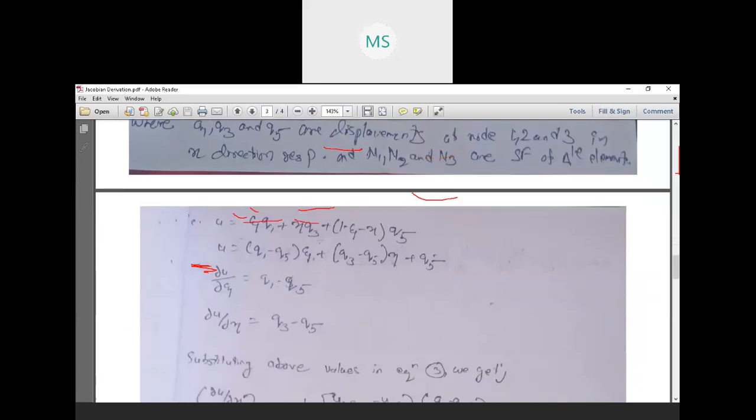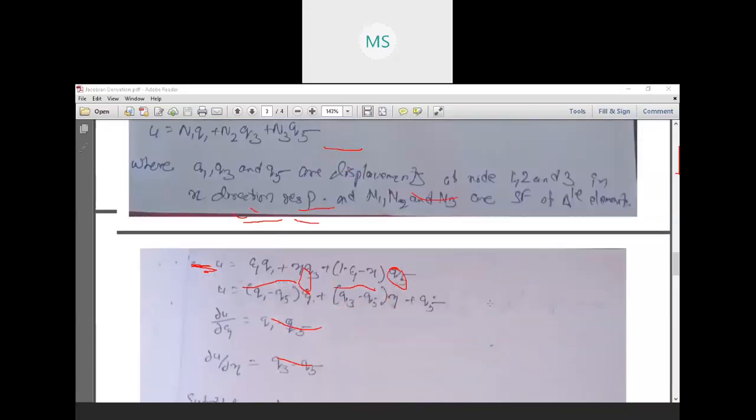So we will get eta, zeta, 1 minus eta minus zeta, again taking eta and zeta outside, so that we can differentiate it with respect to eta and zeta. So del u by del eta and del u by del zeta will be q1 minus q5, this is eta because it has an eta here, and this is zeta, that is q3 minus q5. So this is zeta, this is zeta.